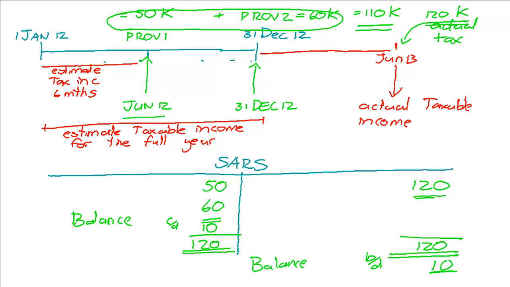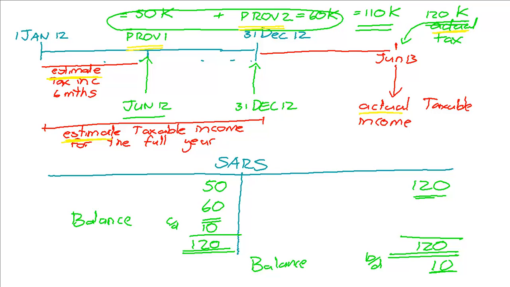Alright, just to quickly recap, my two provisional payments, provisional 1 and provisional 2, are based on estimates of taxable income for the year, and my final income tax is based on my actual taxable income, which will give me the actual tax that I need to pay during the year. Good.